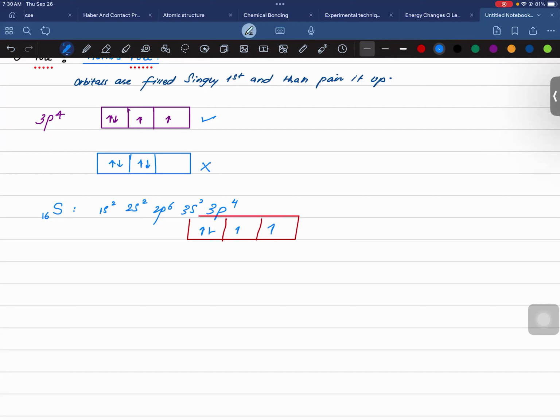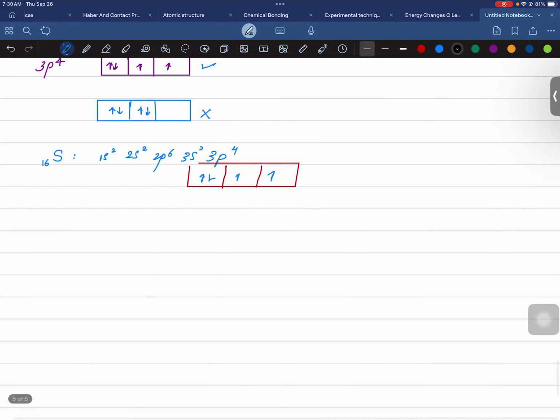Okay? So, yes. Now, can you please write down the electronic configuration of phosphorus, then chlorine, then argon, then magnesium, then carbon, and then scandium.